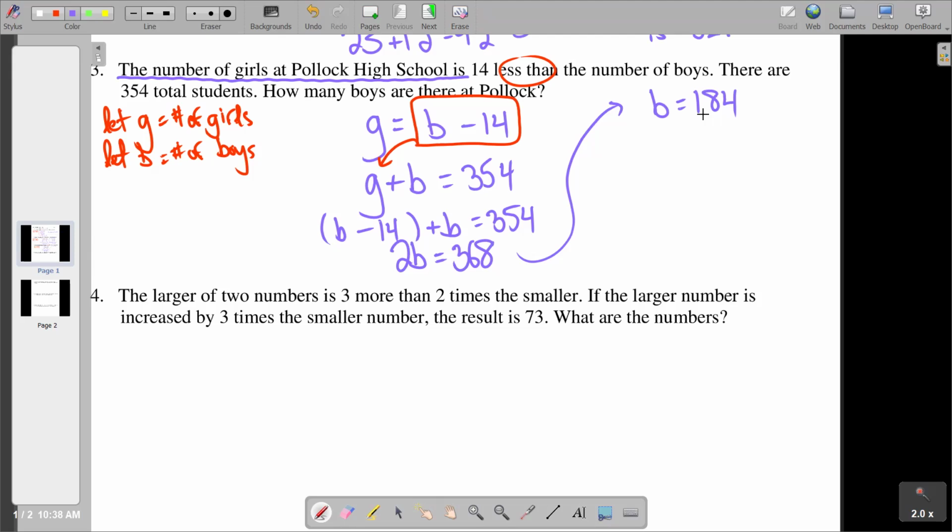So here's an example of one where you don't even have to go back and find G. Like, no offense, girls, but in this problem, just not interested. They asked me for the number of boys. I got the number of boys. I'm done. I'm checking out. So I'm going to write a sentence and say, there are 184 boys at Pollock High School. Done.